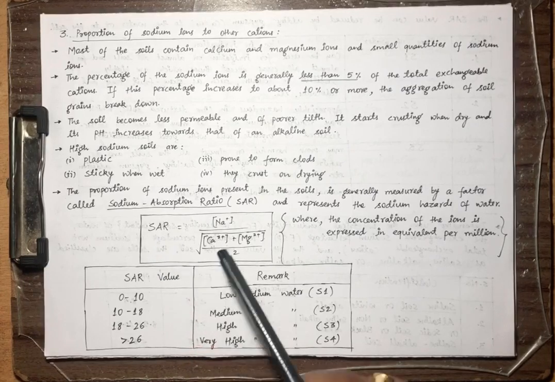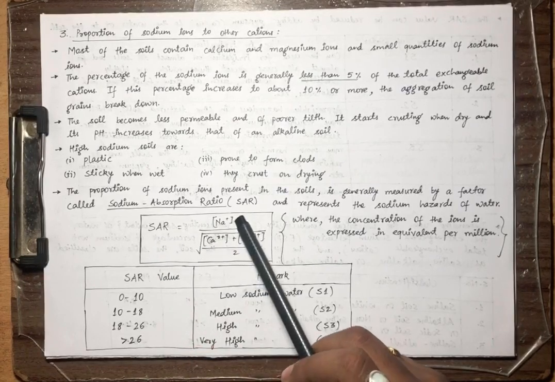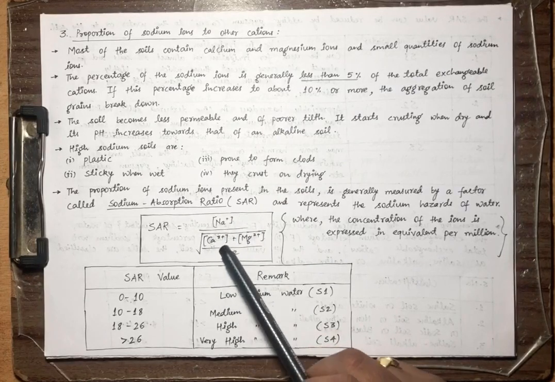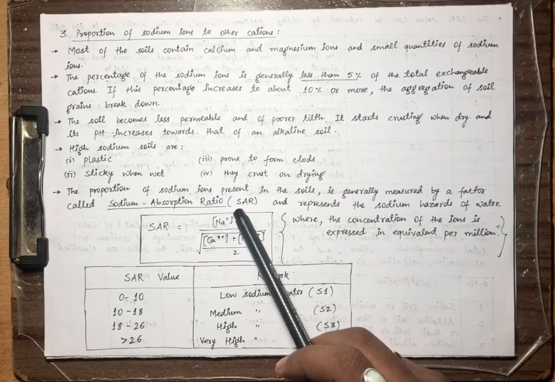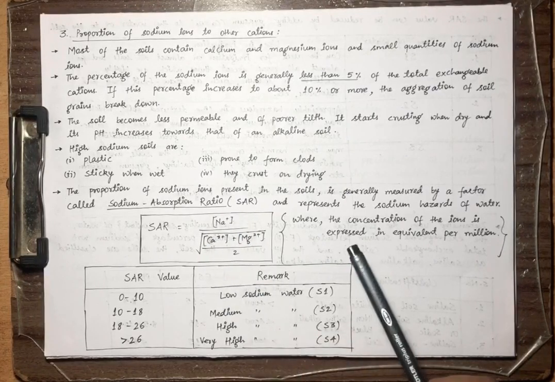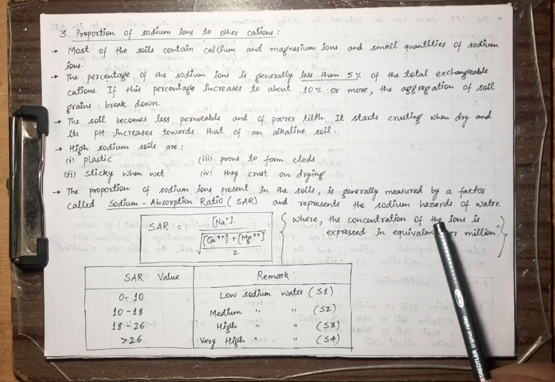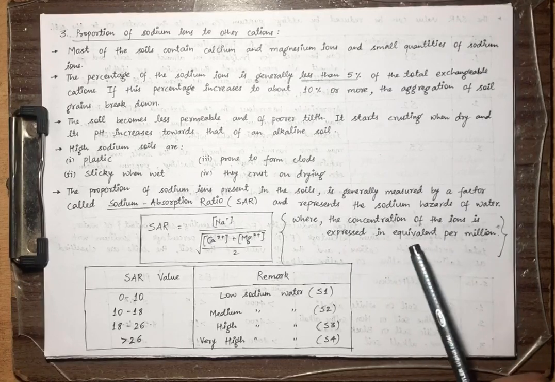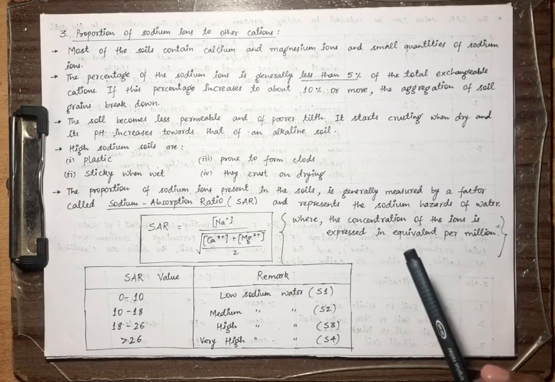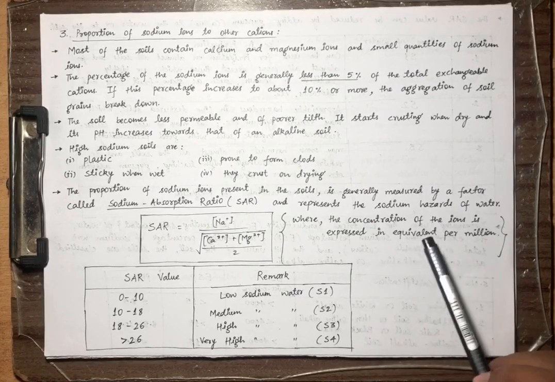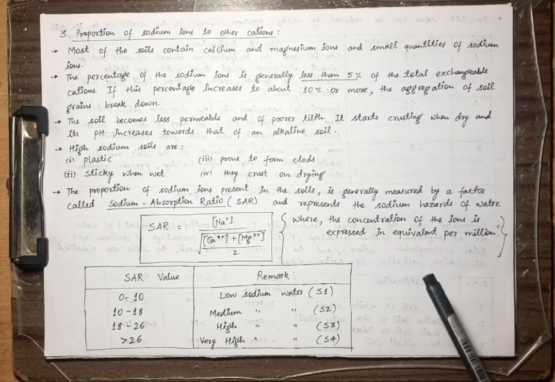SAR is equal to the concentration of sodium ion divided by the square root of the average of calcium ion plus magnesium ion, that is, (Ca2+ + Mg2+)/2. This is the average. We take the root, and the sodium ion is divided by this value. The concentration of the ions is expressed in equivalent per million, EPM. In the previous lecture we saw ppm, parts per million. This is equivalent per million.